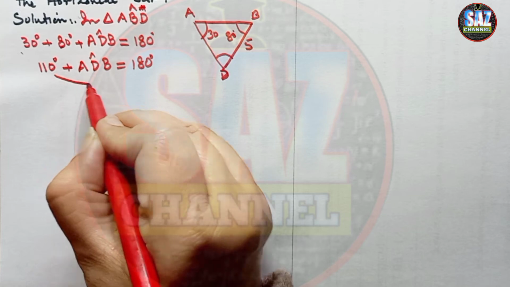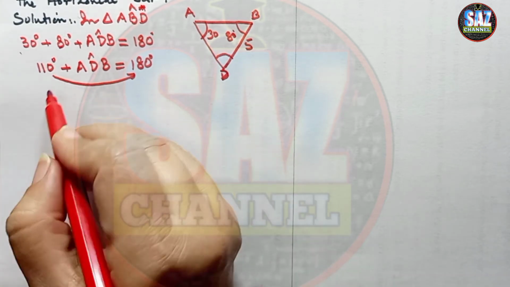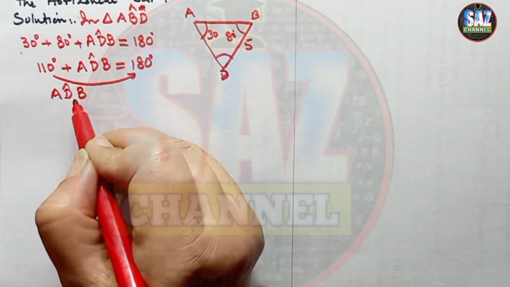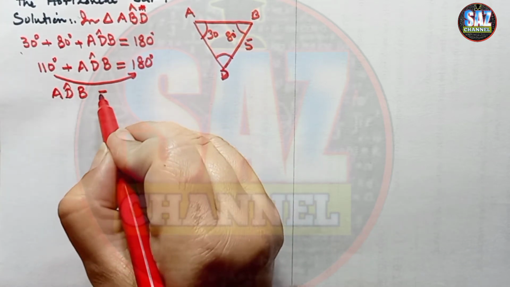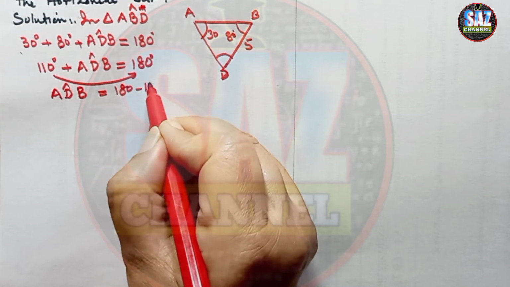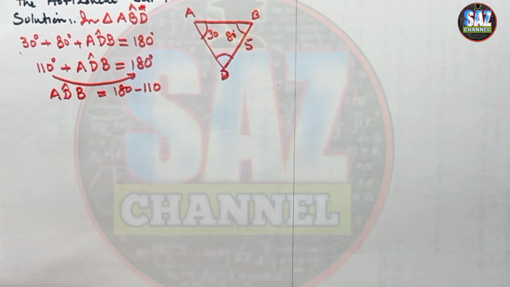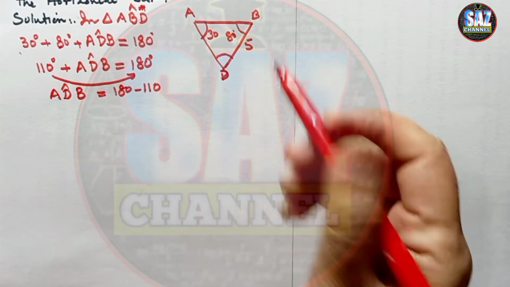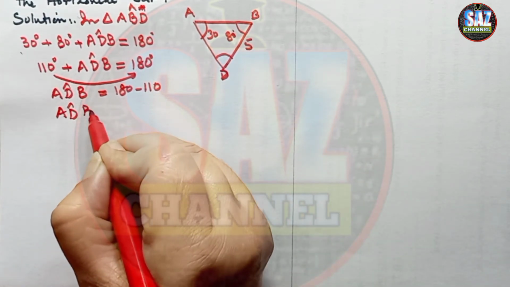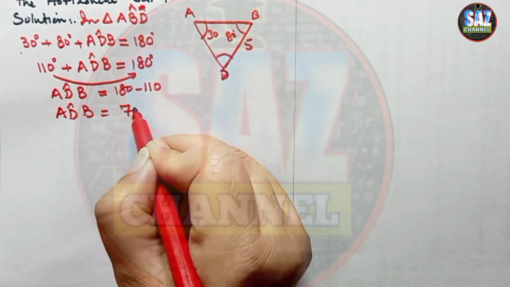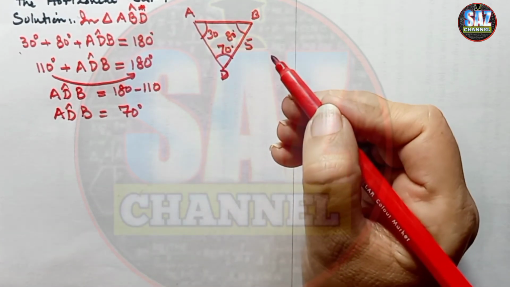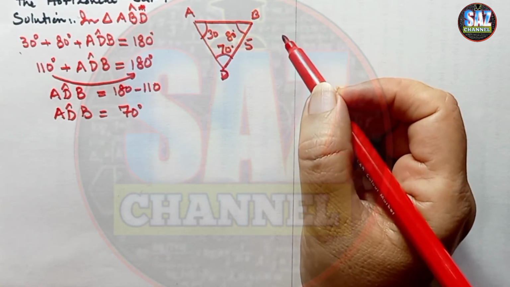Shift 110 to the other side, and this will take the form ADB equals 180 minus 110, and this is 70 degrees. Let me recheck this. ADB equals 70 degrees. Now I have the value of this angle as well. This is 70 degrees.